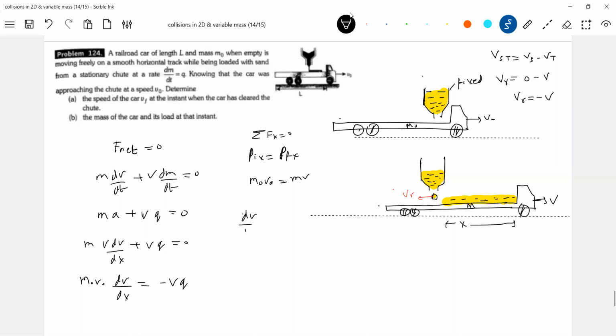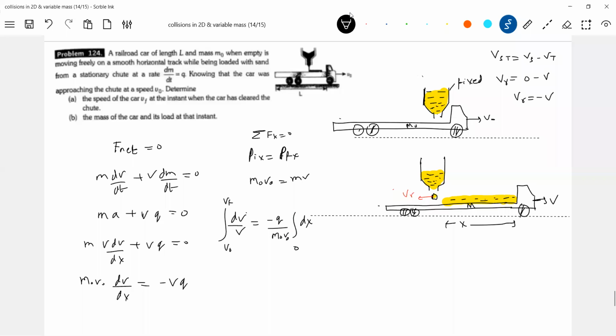Solving this, dv by v is equal to minus Q by m naught v naught into dx. I'll write it below a little bit here. So now integrate this. Initial velocity is v naught. Finally, when it attains velocity v, x goes from 0 to L.